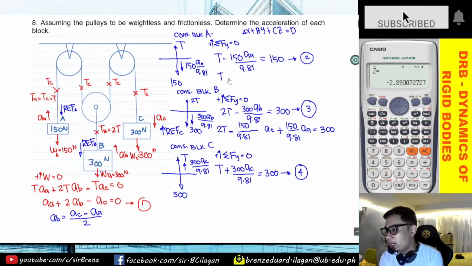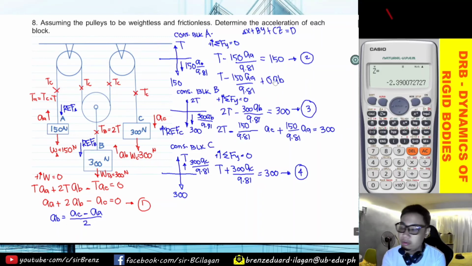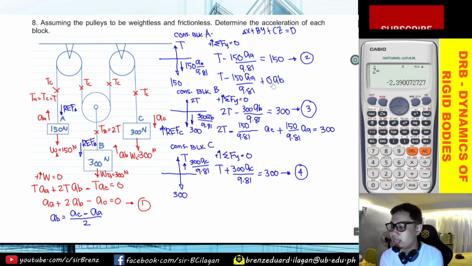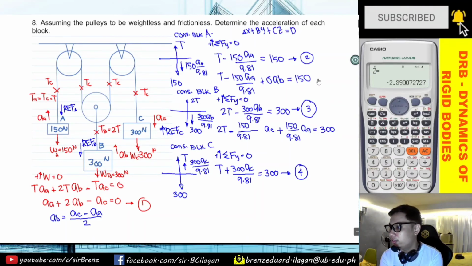Ito, copy mo lang. Over 9.81. Mag-a-add tayo ng 0 A sub B, equivalent lang din naman siya sa 0, wala naman kasi talagang A sub B. I-ano lang natin sa ganitong form para saksak na lang tayo sa calculus. So, this will be our new equation number 2. Pangalan na natin siya as 2A.